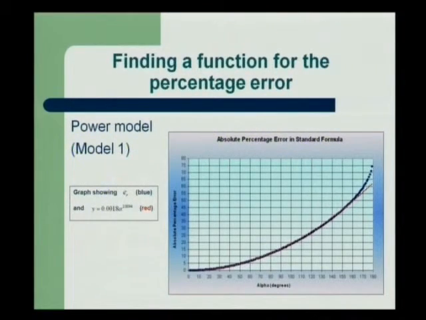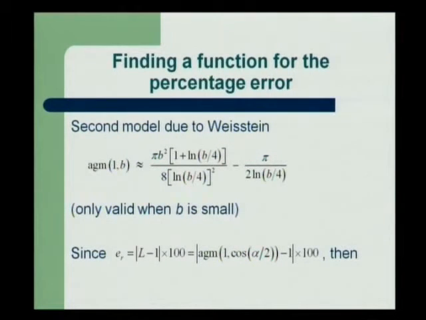The power model, y equals 0.0018 multiplied by alpha to the power of 2.0094, was found to be an excellent approximation for almost all values of alpha, as can be seen. The second model is due to Weisstein, who showed that the arithmetic geometric mean of 1 and b has the following power series. Note that this is only valid when b is small.